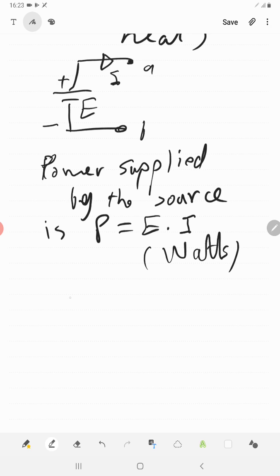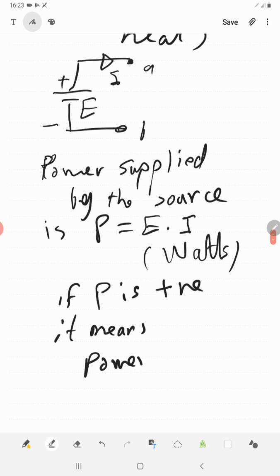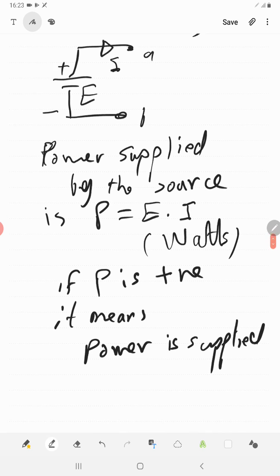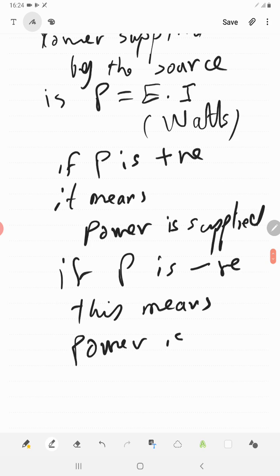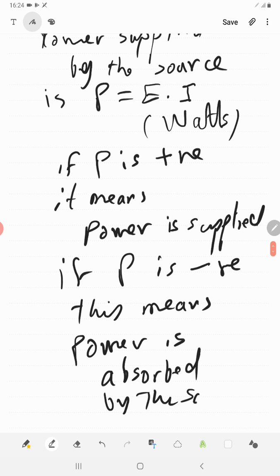So if P is positive, it means power is supplied. If P is negative, this means power is absorbed by the source.